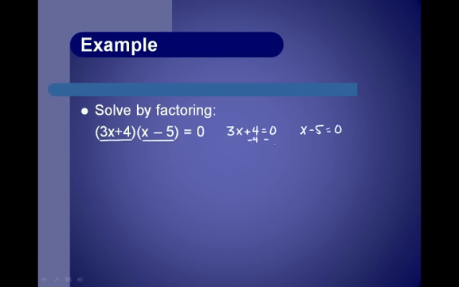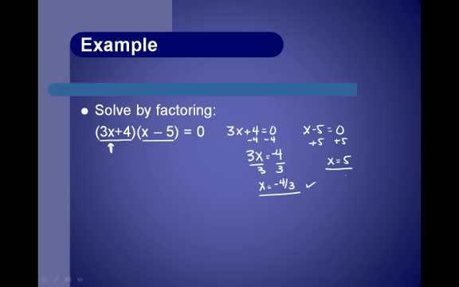Well, the first piece we're going to subtract 4 from both sides, so we get 3x is equal to negative 4. Divide both sides by 3, so x is equal to negative 4/3. The second factor, x minus 5 equals 0, we're going to add 5 to both sides, and we get x is equal to 5. So our two solutions will be x equals negative 4/3 and x equals 5. Now when we check this, notice if you plug negative 4/3 into the first piece, we get 0 times anything, which is going to be 0.